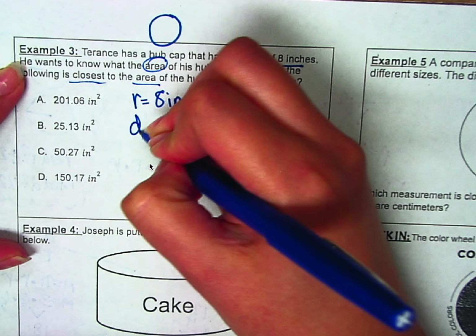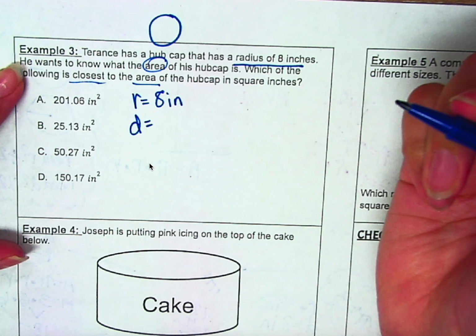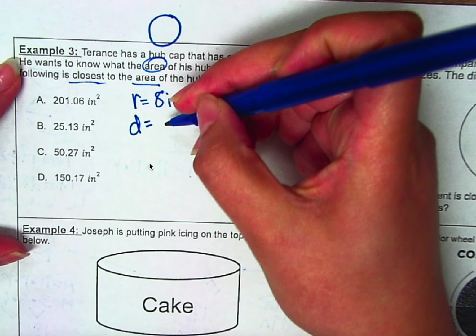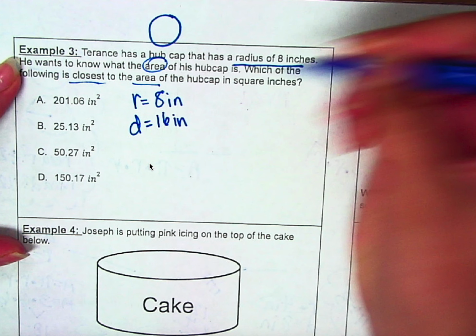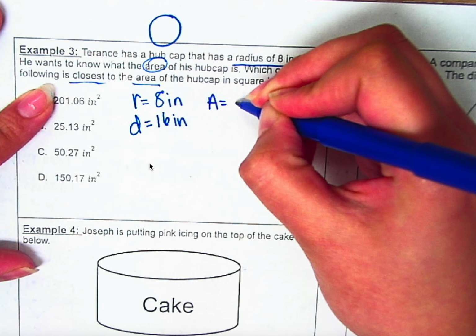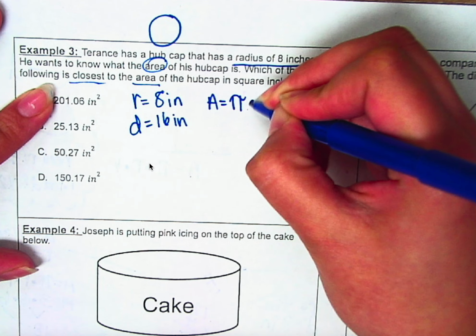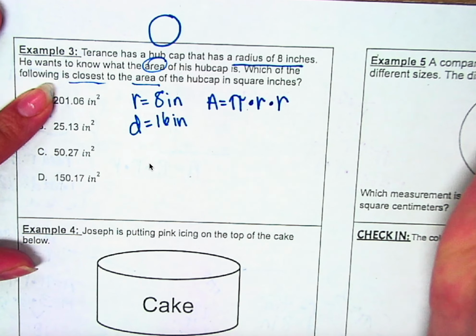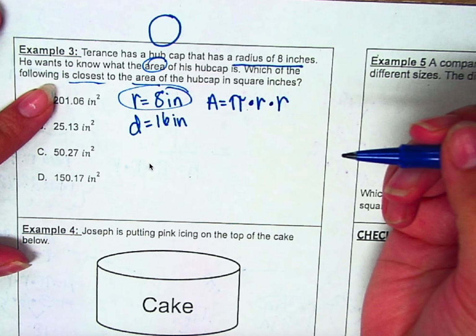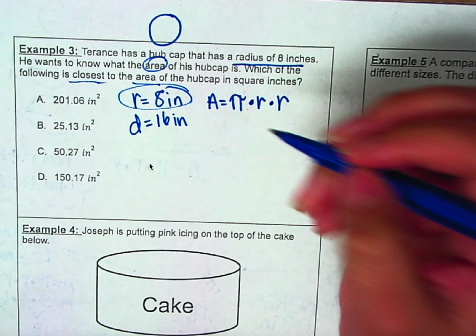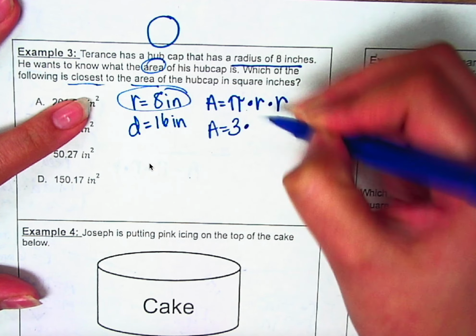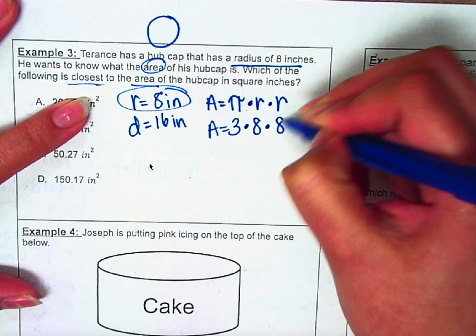Okay, that means I have to find the D, the diameter. If I need the diameter, then I'm going to multiply my radius times 2. So 8 times 2 is 16 inches. Okay, we're talking about area, so I need to write out my formula. A equals pi times r times r. Okay, I have r right here, and I know what number to use for pi. So let's go ahead and plug in my numbers. Pi is 3, r is 8, and r is 8 again.